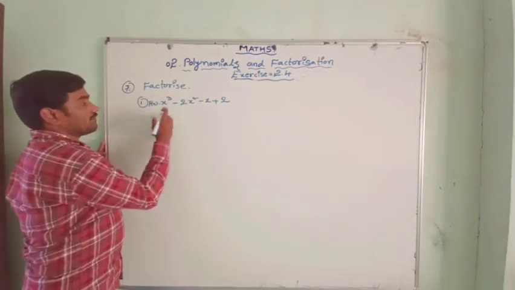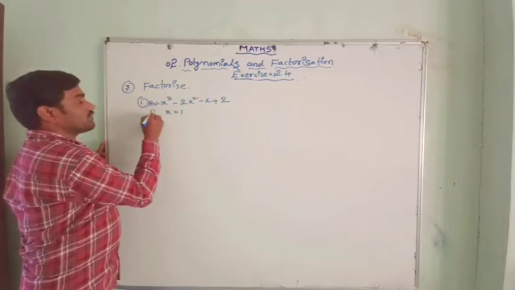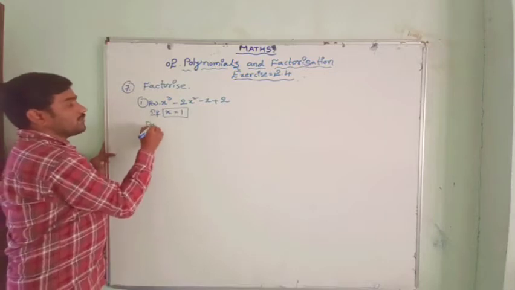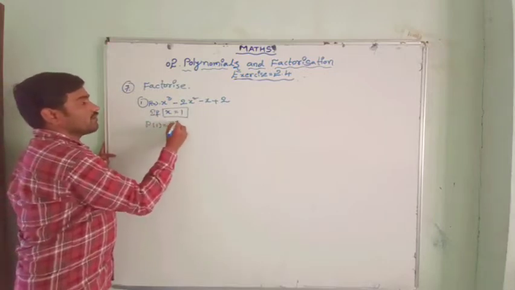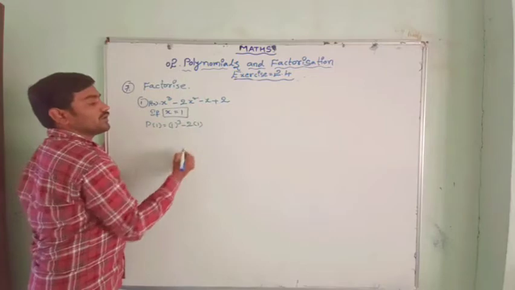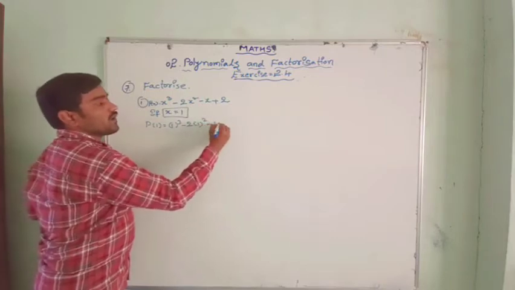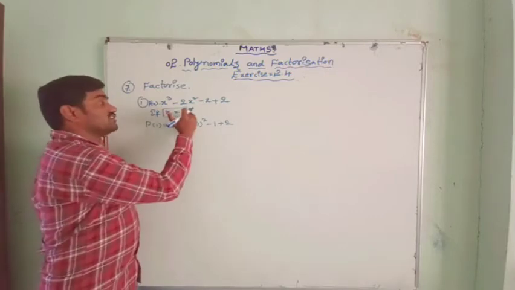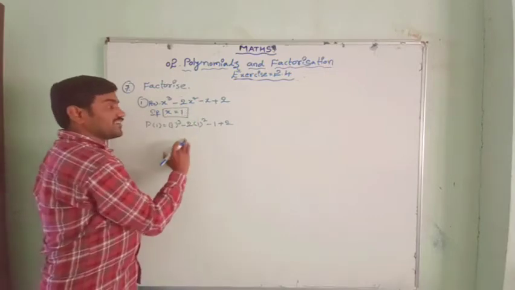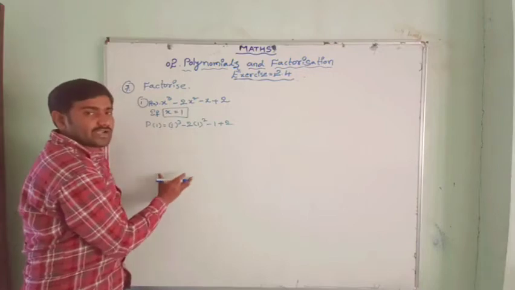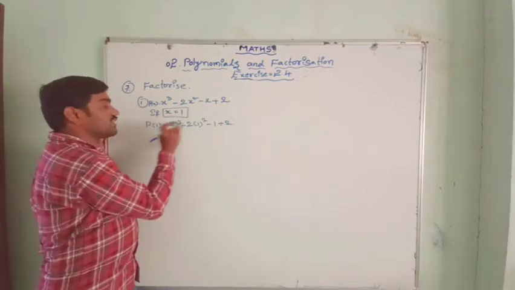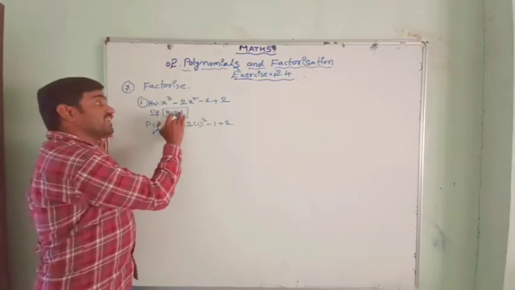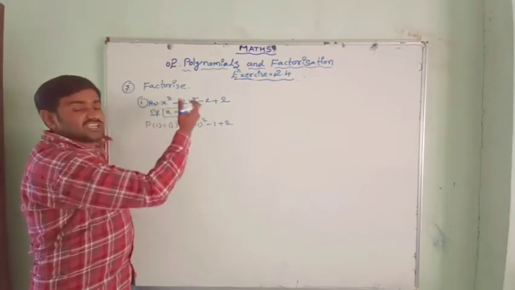If x equal to 1, what happens here? P of 1 equal to 1 cube minus 2 into 1 square minus 1 plus 2. Here the trial and error method we are following. So once we substitute plus 1, if it is equal to 0, no problem, we get one factor. If p of 1 equal to 0, then x minus 1 is the factor. If p of minus 1 equal to 0, then x plus 1 is the factor.